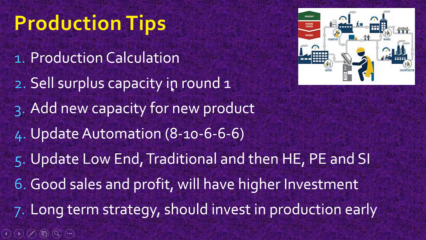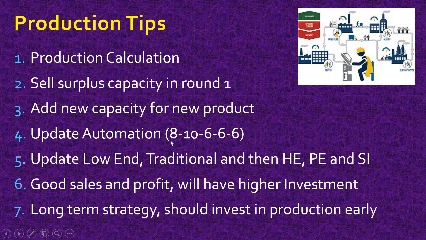We sell surplus capacity in round 1. For example, we sell surplus capacity of traditional and high-end because we don't need that much capacity. We can add new capacity for the new product. If we decide to add the new product right from round 1, we need to add new capacity. So from round 2, we have capacity to produce, and they will double sales and profit from round 4, and then we can lead the game in the segment we select, right?